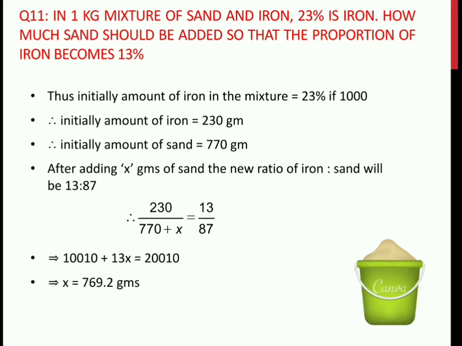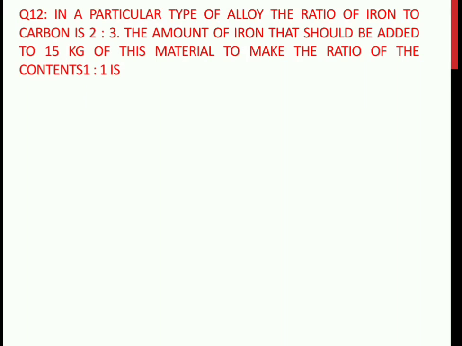So in such kind of problem, initially we need to find out the quantity of sand and iron. Once the quantity of sand and iron is known, then x quantity of sand has to be added so as to get the new ratio of iron and sand. And comparing this ratio, we can find out the value of x grams. Now next problem. Question number 12.